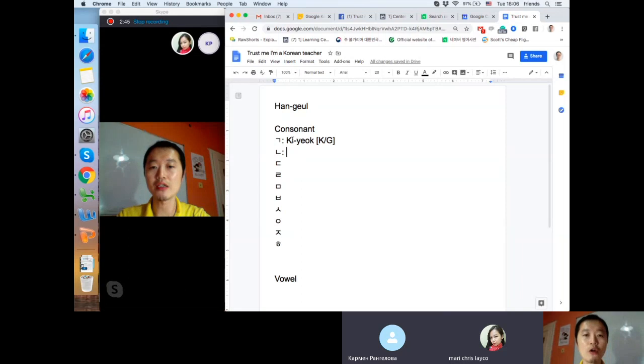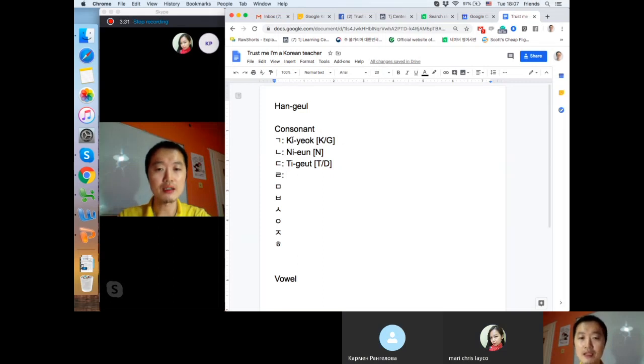The second one is called 니은. That's the name, and the sound is n. The third one is called 디귿, and the sound is t or d. Okay. If I am explaining too fast, then just let me know.